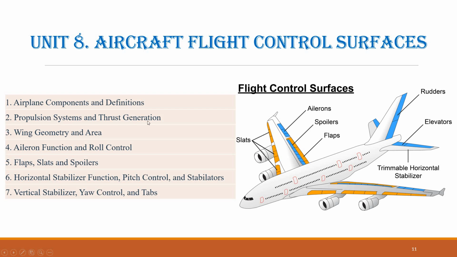2. Propulsion systems and thrust generation. 3. Wing geometry and area. 4. Aileron function and roll control. 5. Flap slats and spoilers. 6. Horizontal stabilizer function, pitch control, and stabilators. 7. Vertical stabilizer, yaw control, and tabs.